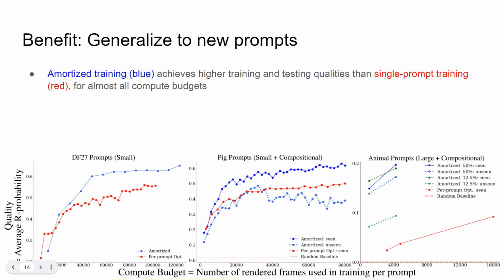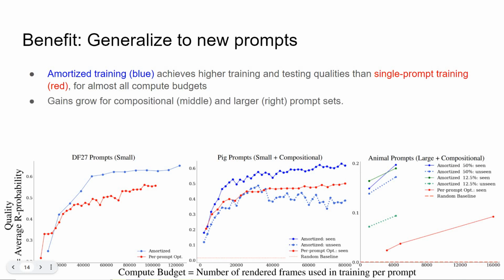We display the quality against compute budget for a split of seen and unseen prompts with our method in blue and green, and the per prompt optimization baseline in red. We train on the seen prompt split and evaluate at each compute budget zero-shot on unseen prompts. Notably, for any compute budget, we achieve a higher quality on both the seen and unseen prompts.